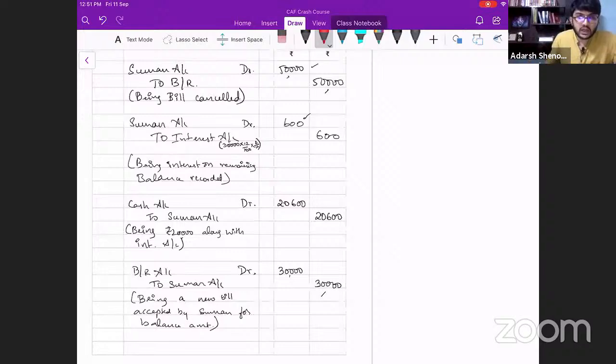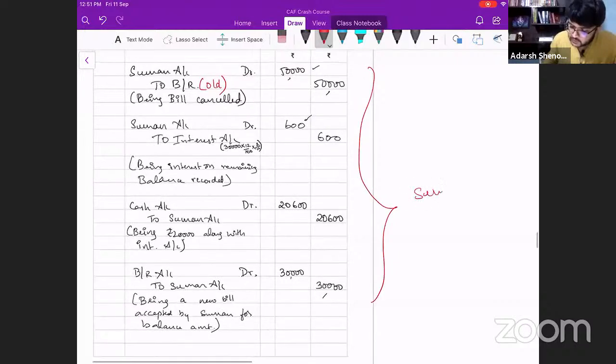Taking the red ink, now I'm just going to cancel Suman. We have taken all the entries through Suman's account. Instead of taking it through Suman's account, we can directly pass entries. Shall we see how to do it? See, this is the old bill, yes or no? This is the old bill. If you see in all those 4 entries, Suman's account is common.